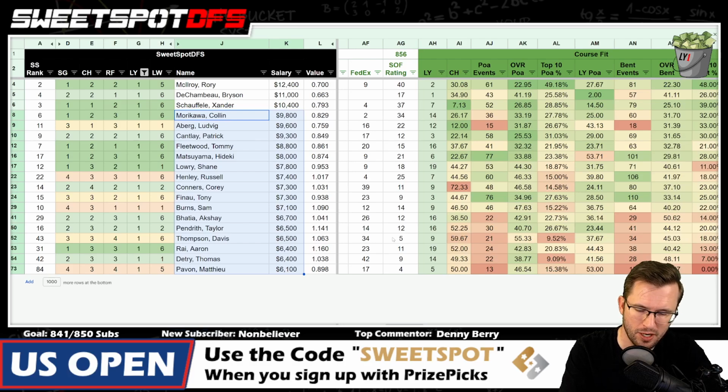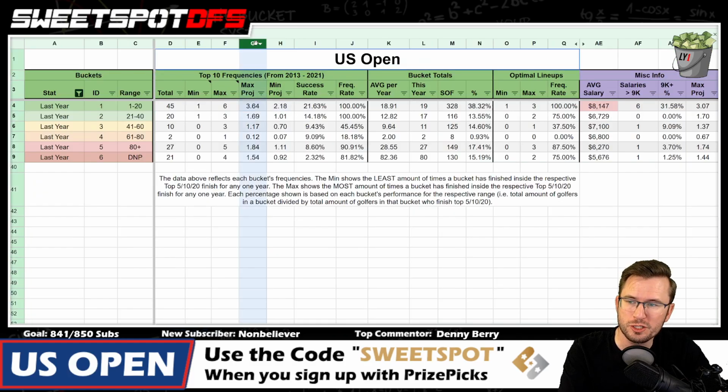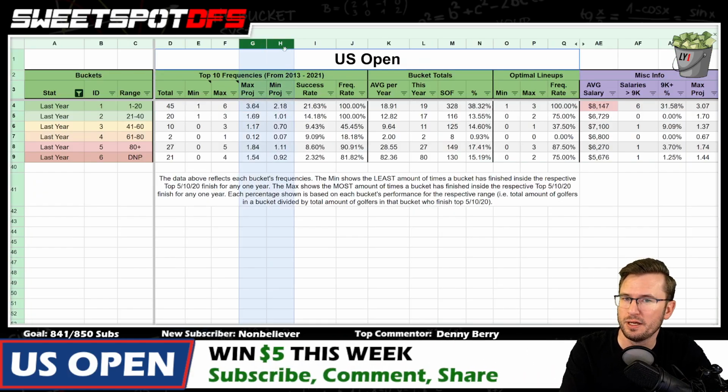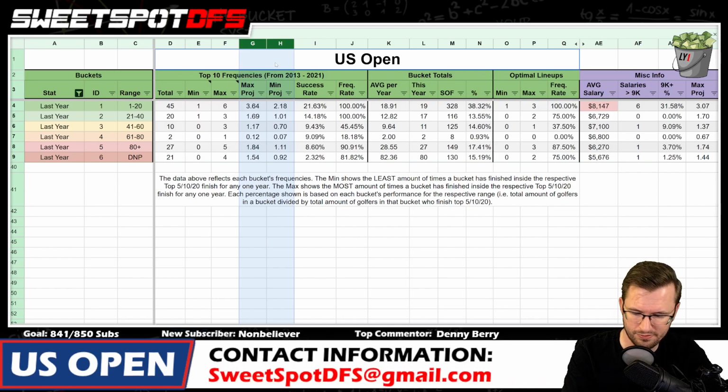We have to really think about it. Again, these projections are just projections of finishing inside the top 10. They're meant to guide you, and not selecting too many golfers from that bucket, and also maybe not selecting too little or not enough golfers from that bucket. So that's kind of what I mean when it comes to selecting golfers from each of these buckets.